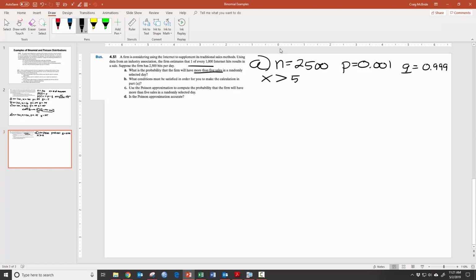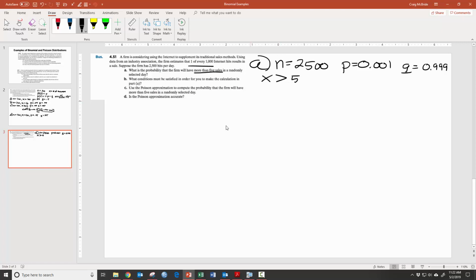So you've got to kind of pay attention. If this had been 5 or more, then we would set our functions to 4 instead. So we would accumulate the cases 0 through 4, and then that would leave us with 5 or more. But since we don't want 5, we want strictly greater than 5, then we're going to put 5 into the function that we're going to run in SAS and Excel and so on and so forth, and then subtract that from 1, and that'll give us the answer we're looking for.